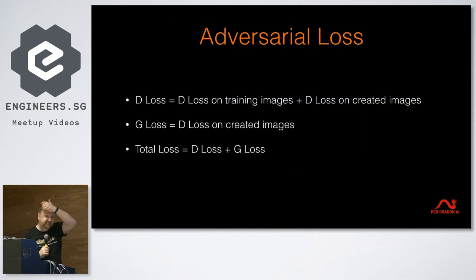So we talk about this concept of adversarial loss. The thing to think about here is that it's basically a loss on the two predictions. One side is trying to minimize the loss, obviously the discriminator, and the generator is trying to maximize that loss by fooling the discriminator.